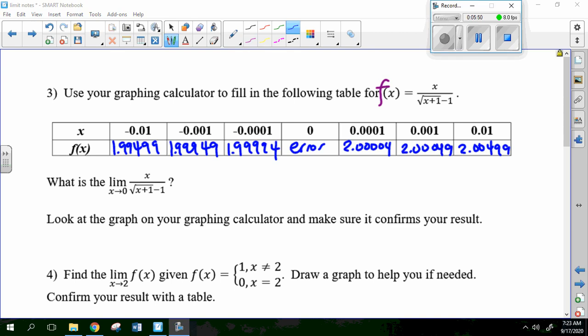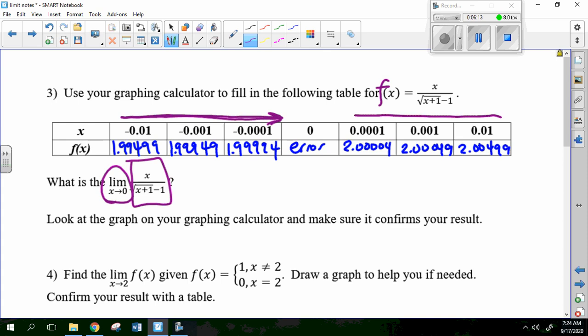Okay, so now the table is filled in, and I did keep some extra decimal places just because there were so many 9s, and I didn't round them off because I wanted you to see the pattern. But as I come into 0 from the left, because I want to find the limit as x approaches 0 of this function, I have to approach it from the left and the right.